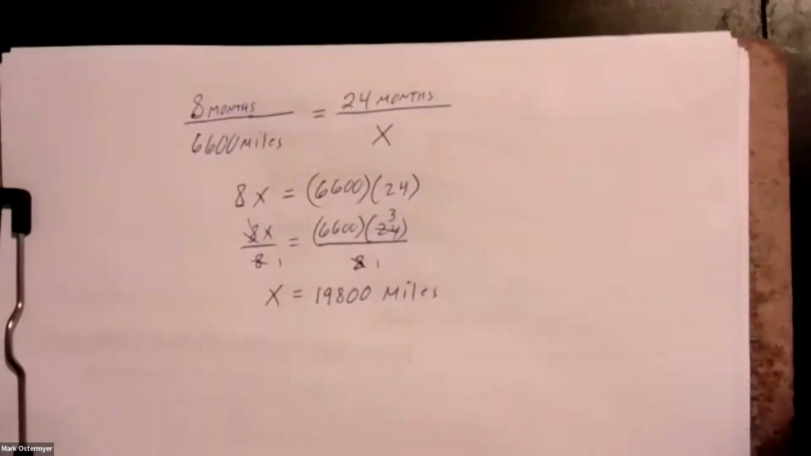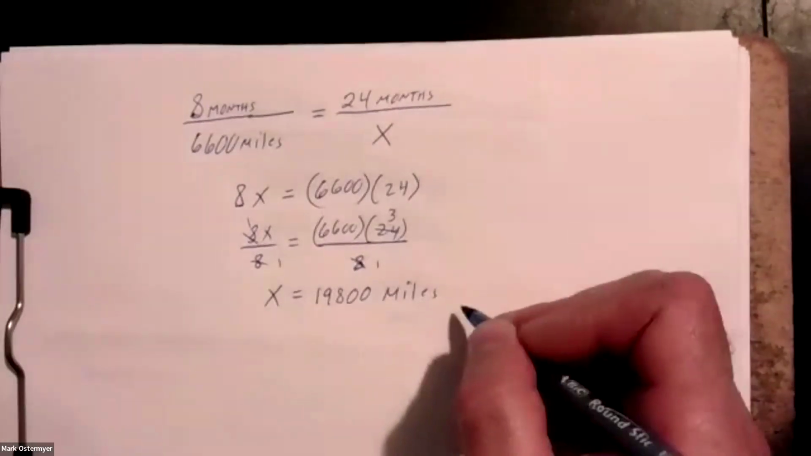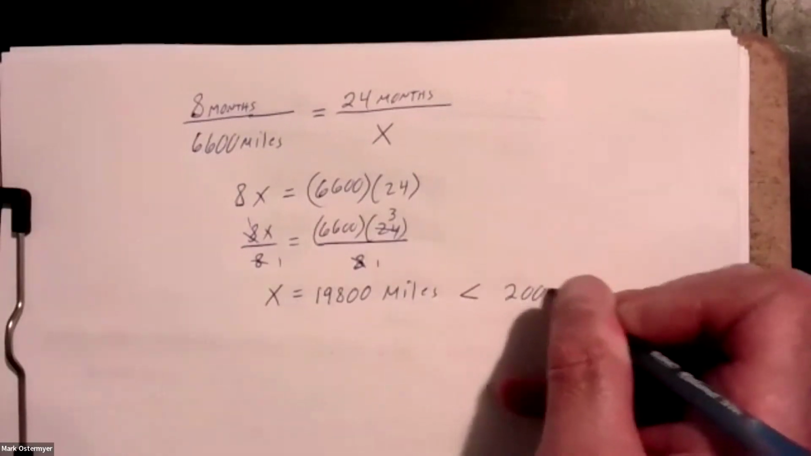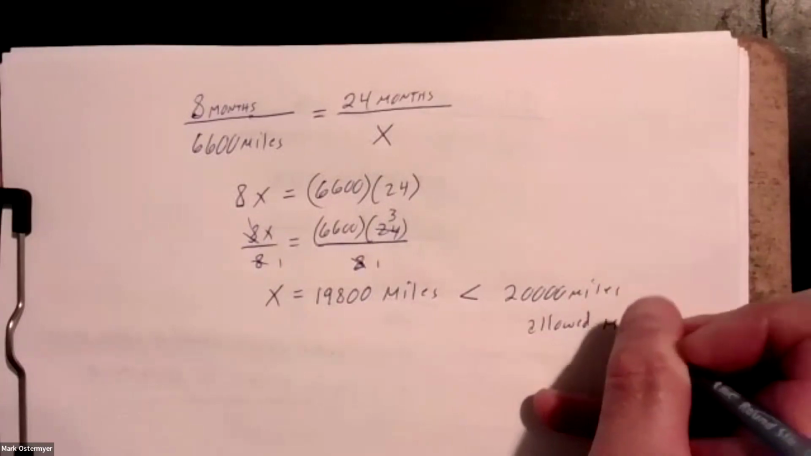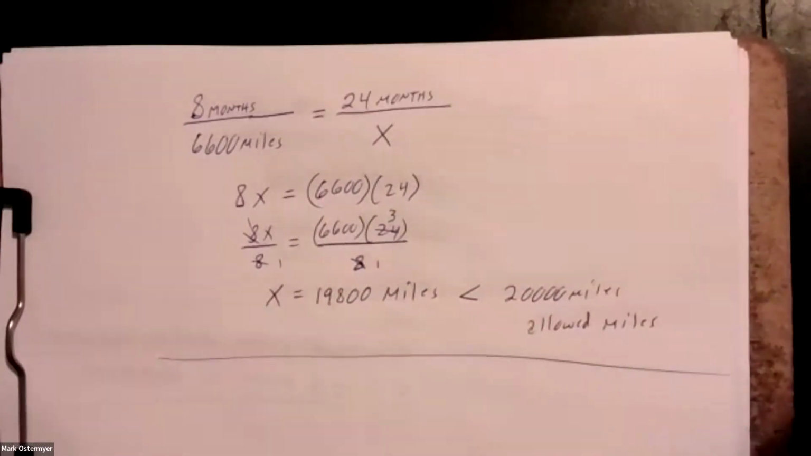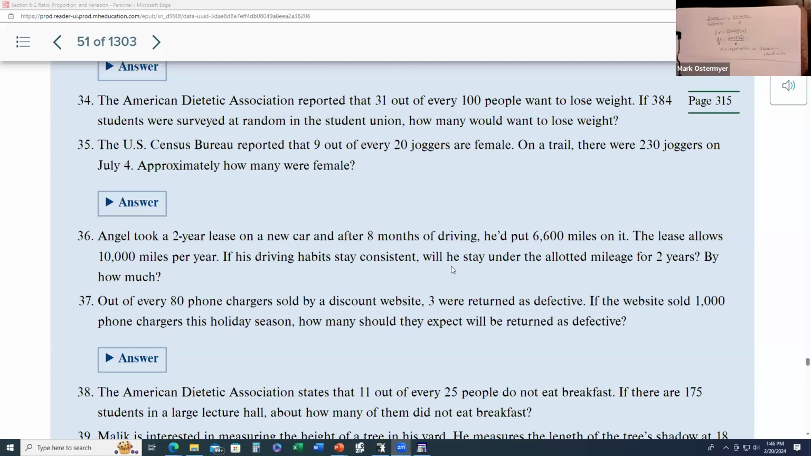Well, if they continue to drive at this rate, are they going to stay within their lease's requirement? Yes. The lease allows 10,000 miles per year, which is 20,000 miles over 2 years. Do you agree? So this is less than 20,000 allowed miles. So it looks like they'll be okay. All right. Anybody, we get that? Everybody? Yes. So we're good on that. So it looks like we're going to satisfy the lease, assuming we don't drive any more than that, though, because this is pretty close. All right, let's move on now.